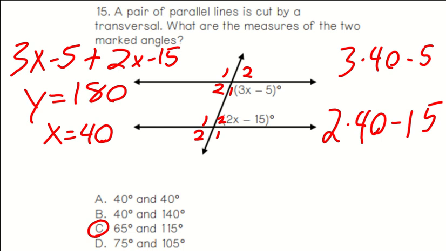So if they're different, add them together. Y equals 180 for the other line. If they're the same, two separate lines, one for each angle, find where they cross. Okay? Any questions on those?